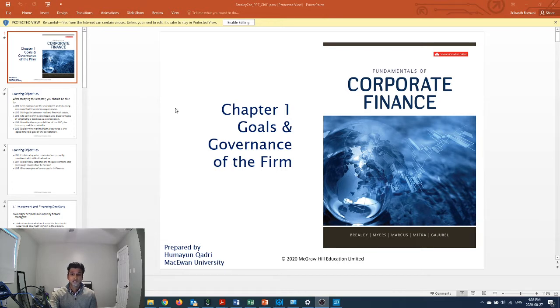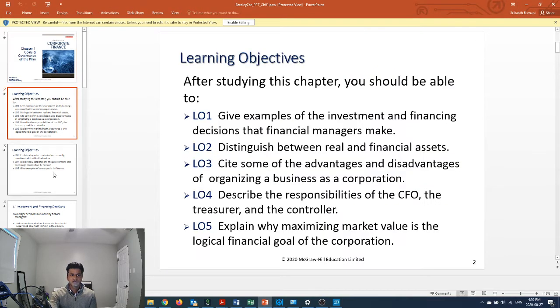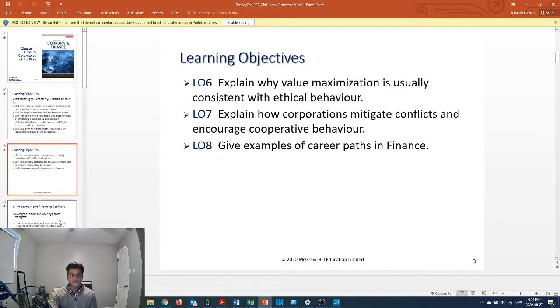As mentioned earlier, I will be following this textbook, The Fundamentals of Corporate Finance by Brealey and Myers, from chapters 1 to 13 for the 3310 course here at Huron at Western University. Before we start, the first chapter just covers the introduction about what a firm is, and what its goals and governance are, the very basic understanding of a firm. There are a bunch of learning objectives here, and you can go through this again.